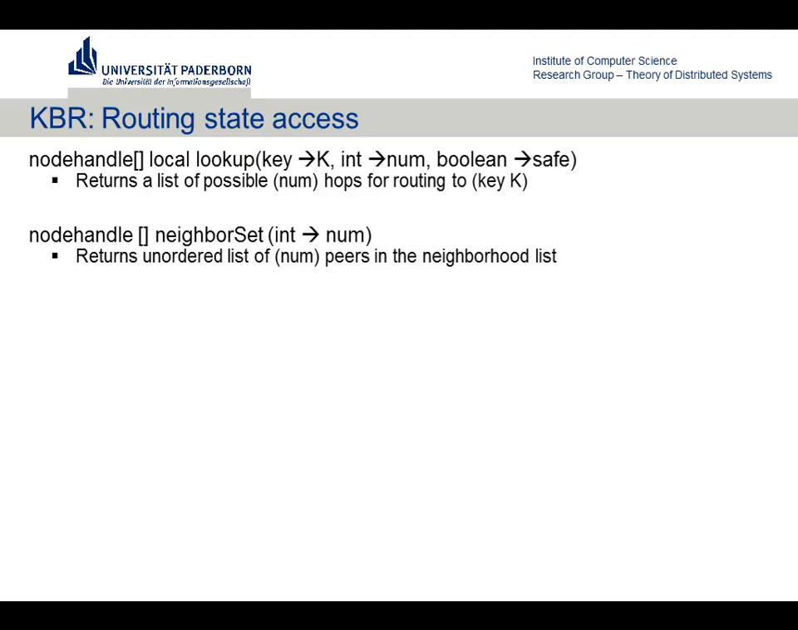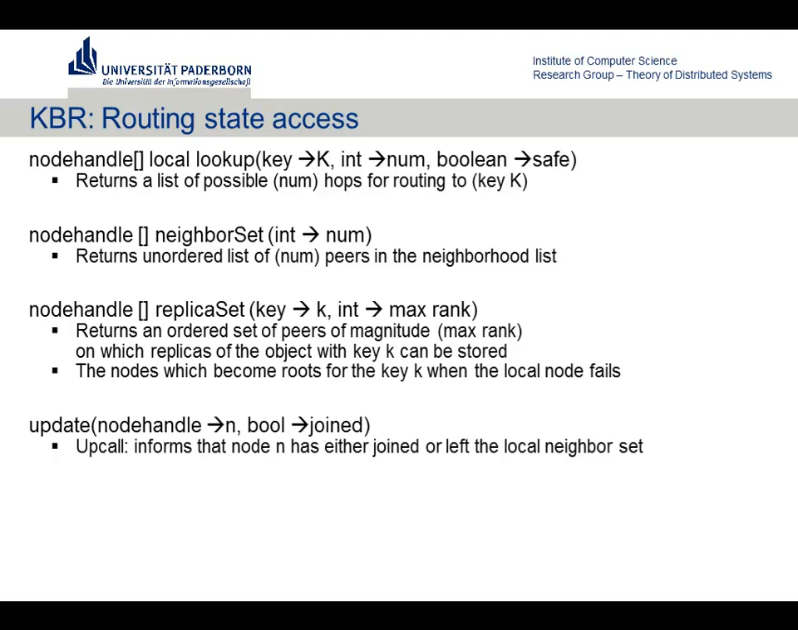And what you also have is, if you want to have a neighbor set, so give me so many peers from my neighborhood list, that means from my contacts. That's, for example, if you want to use some nodes to contact and to choose them randomly, for example, then you can pick with this method some of them.